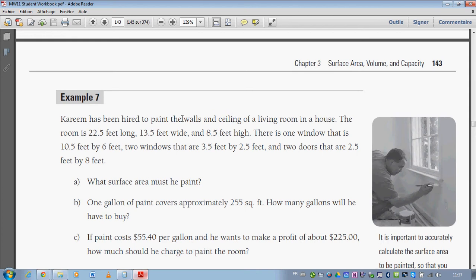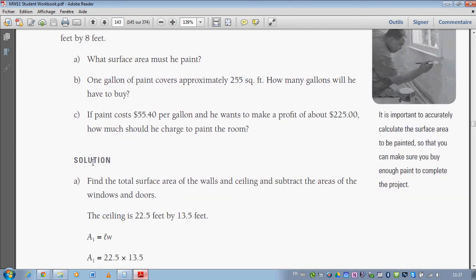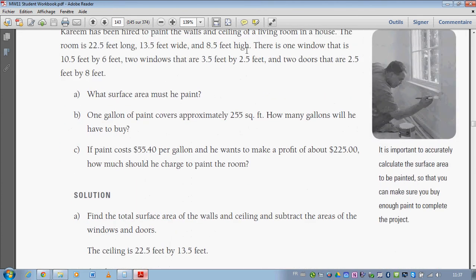So he's painting the walls and the ceiling. And once you figure out that combined area, then you would subtract the areas that he doesn't paint. So there's one window that is 10.5 feet by 6 feet, so you subtract that. Two windows that are 3.5 feet by 2.5 feet. And then two doors that are 2.5 feet by 8 feet. So you just have to make sure that you are subtracting these little parts that you don't need.